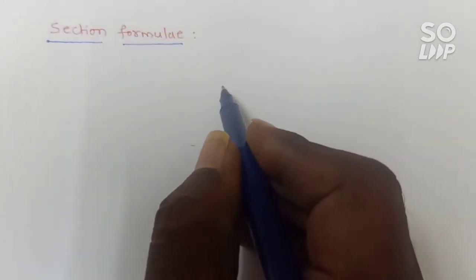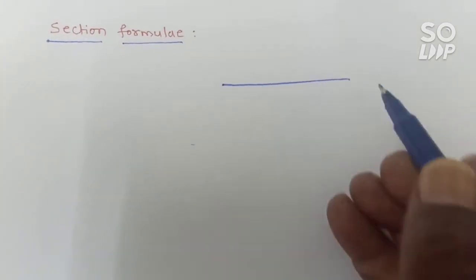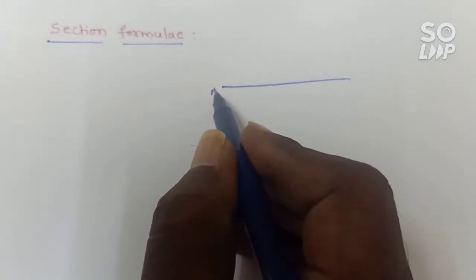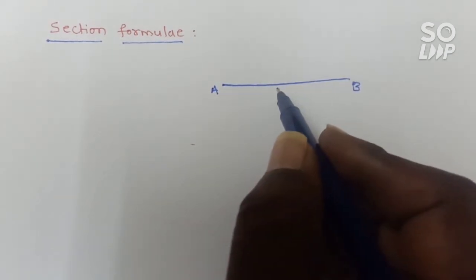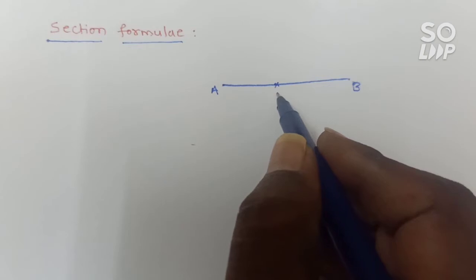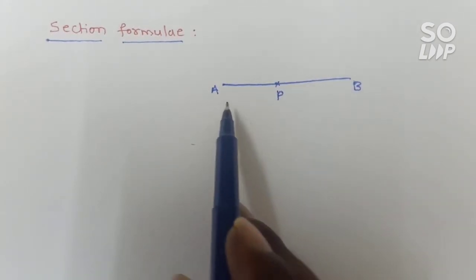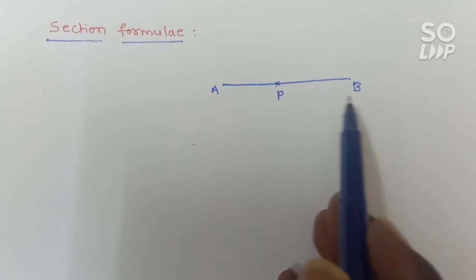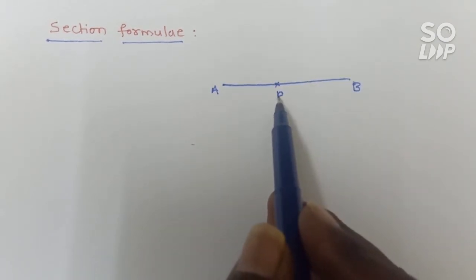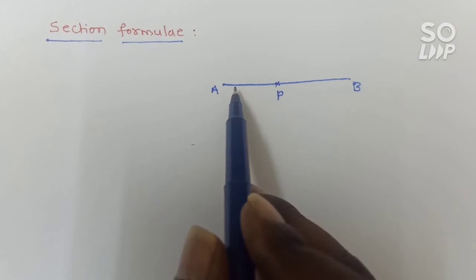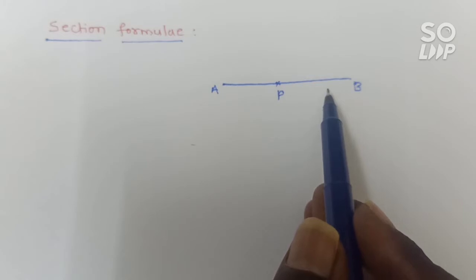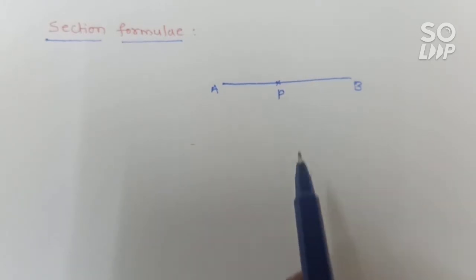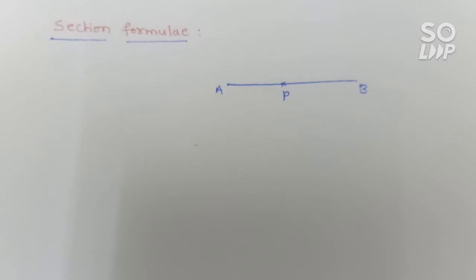Say suppose you take a line segment, let it be A and B. Say you take one more point P such that A, P, B are collinear. If the point P divides AB in the ratio AP is to PB, then the point P is called the section point. This point P is called the section point.